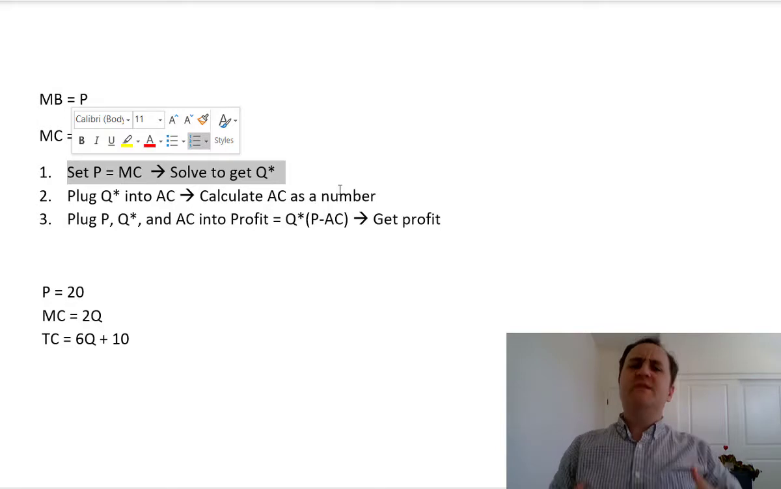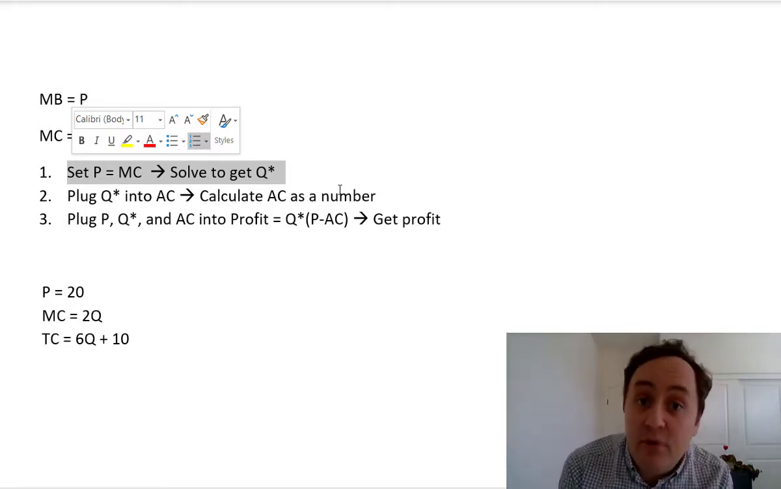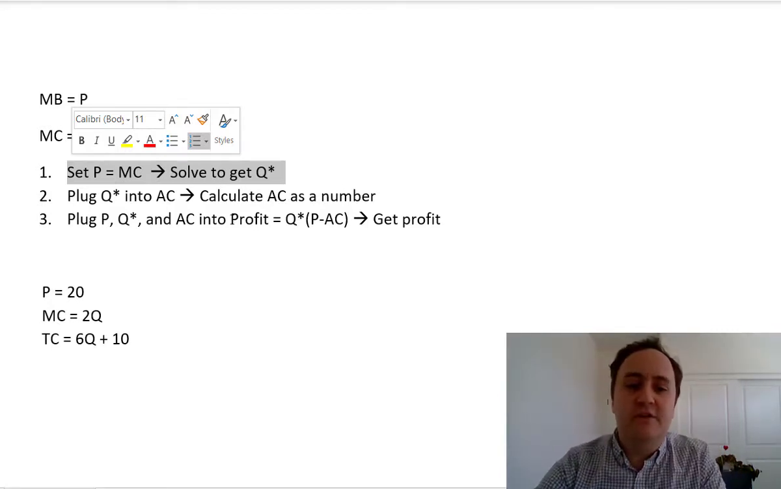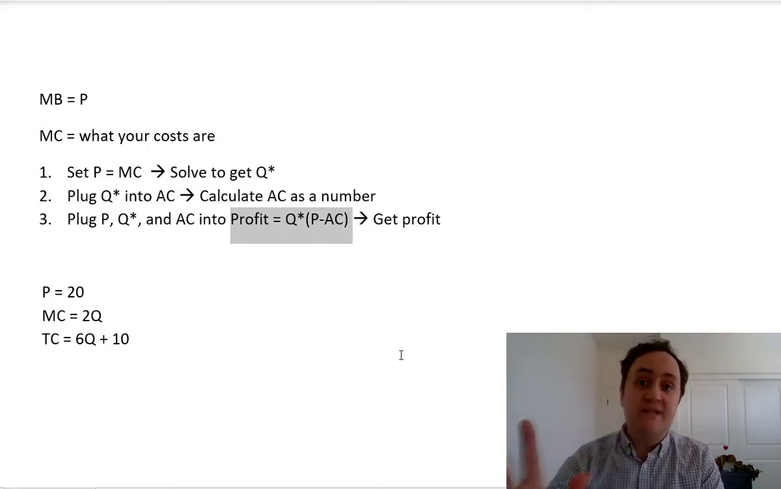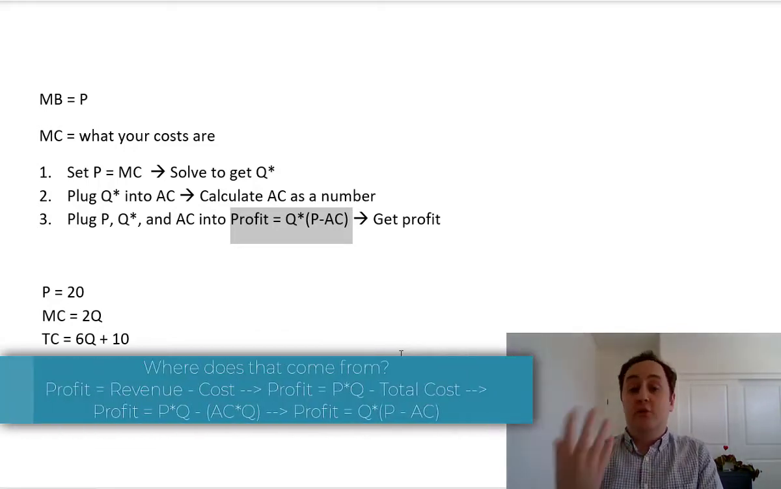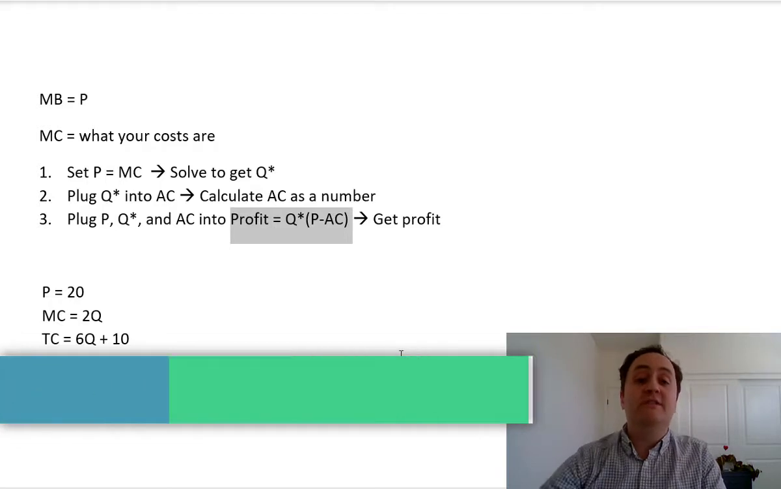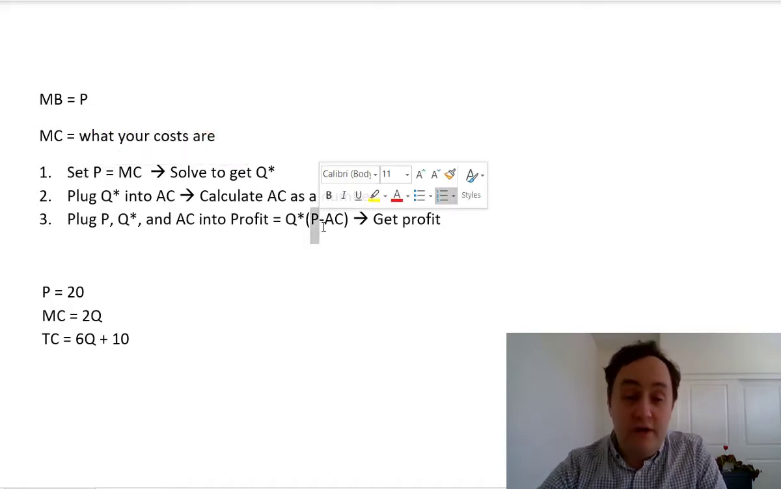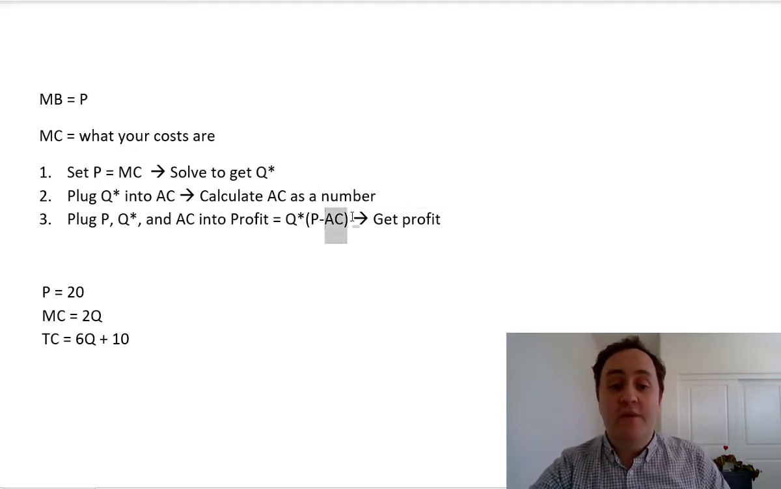Then, once we know what our quantity is, we want to figure out, well, what is our profit? How much profit are we actually making with this quantity and this price? And we're going to do this using this profit function right here. Profit equals quantity times price minus average cost. And the reason why I'm going to use that particular format is because it graphs out very nicely, as we'll see in a moment. But basically, all we need to do is take our quantity, take our price, take our average cost, plug those in. We already know what the quantity is. We solved for that in step 1. Now we already know what the price is. We were given the price because the price was given to us by the market. So we just need to figure out what the average cost is.